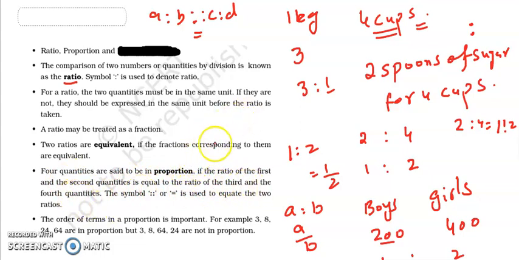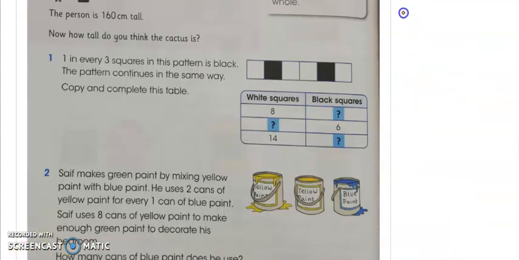So let's take some examples from the book and learn more about ratio and proportion. This is page 90 from the learner book. I know you can see it on your screen. The question is, 1 in every 3 squares in this pattern is black. Like you can see, for every 3, 1 is black. The pattern continues in the same way. Copy and complete this table. If we have 8 squares, how many blacks will there be?